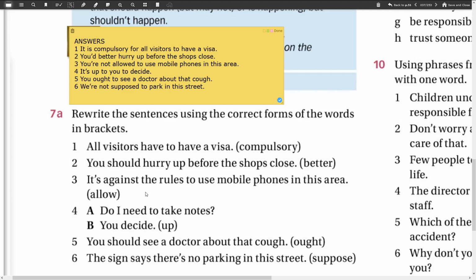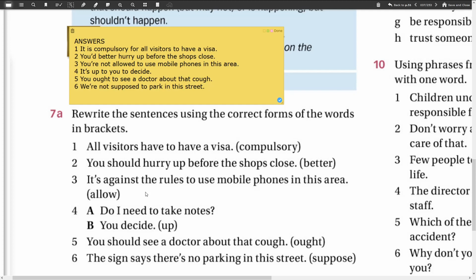Number 4, do I need to take notes? You decide. Or it's up to you to decide. In fact, you could just say it's up to you. You don't need to add to decide in that sentence because it's up to you implies that you have a decision to make. Do I need to take notes? It's up to you.